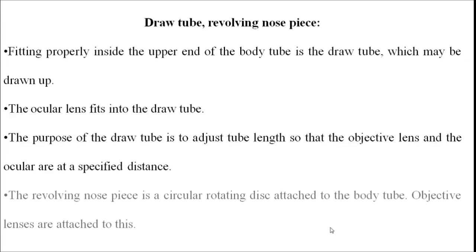ocular lens. The revolving nose piece is a circular rotating disc attached to the body tube, and it carries objective lenses.